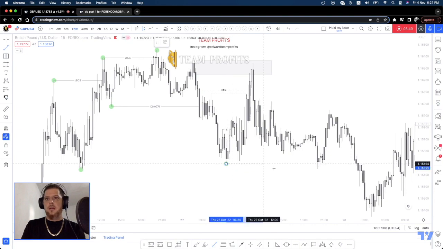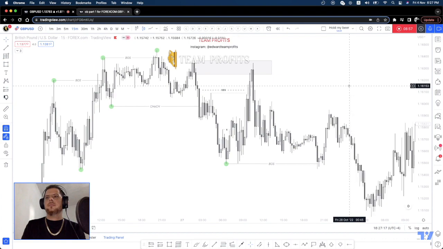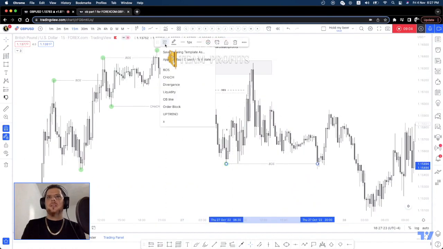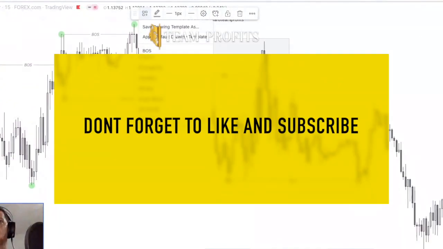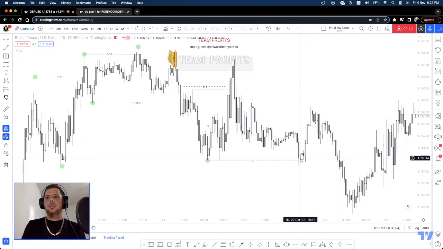So from here to here, is this a break of structure? Can we call this a BOS? No, right? We cannot call this a BOS because the body of the candle is not closing below the previous low. So this is inducement. It's inducing people in smaller time frames to just continue selling.